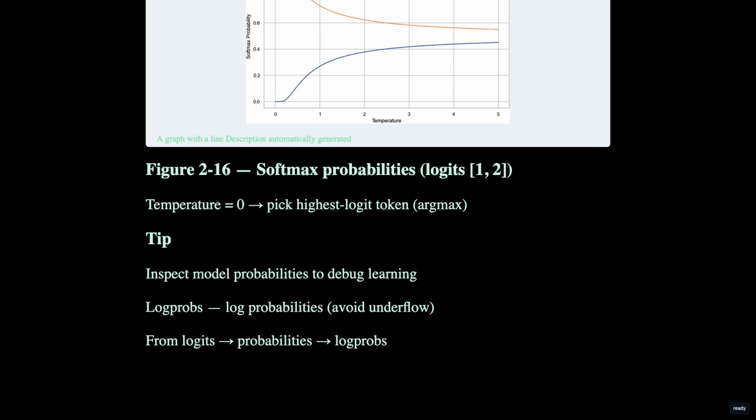The figure shows the step-by-step conversion of model outputs into usable scores. A model emits logits. Softmax converts those logits into a probability distribution, and taking the log of those probabilities yields log probs used in loss calculations and for numerical stability.